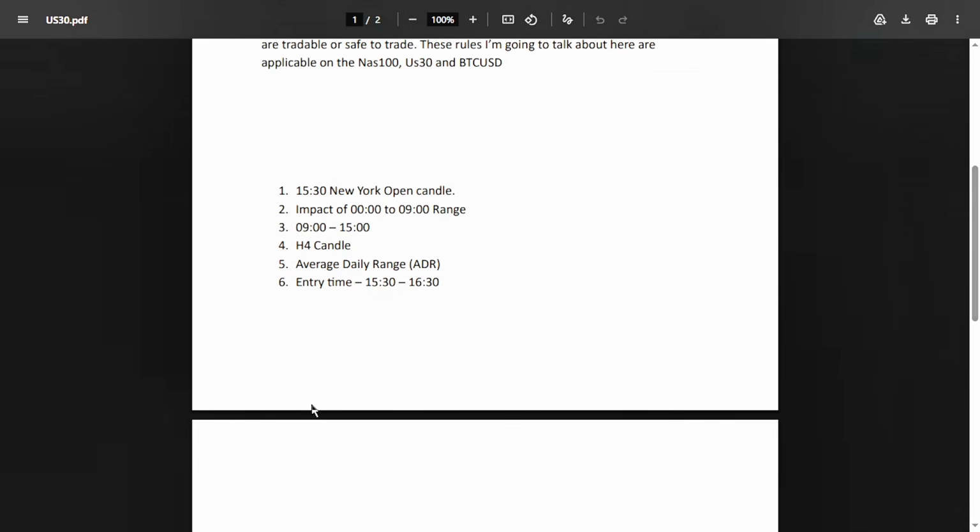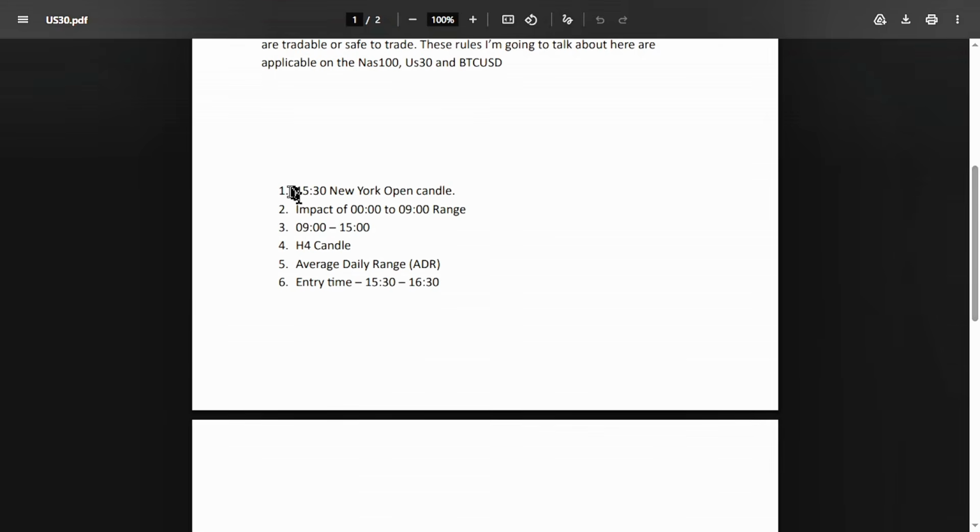Now we are here on the PDF and we're going to start with this PDF. In this PDF, we've got rules that you are going to follow, that you are going to apply on the examples that I'm going to show to you in a minute. And these are the rules that I followed myself when I was taking those trades that I'm going to show to you in a minute on the real price chart.